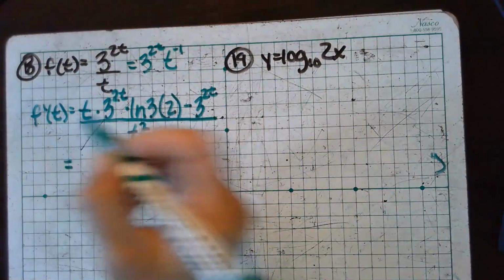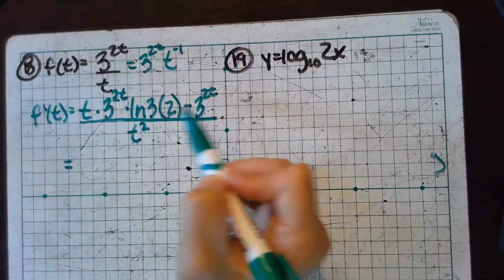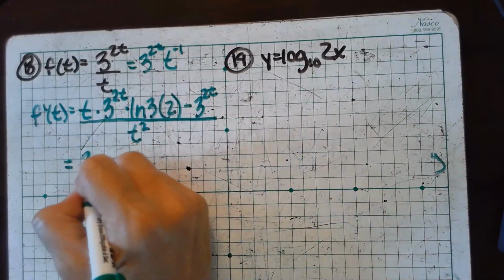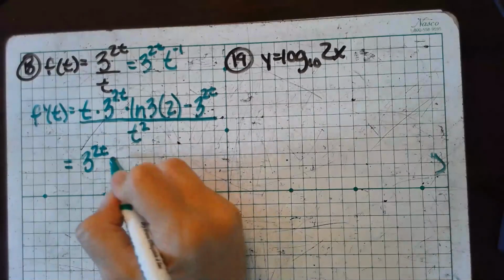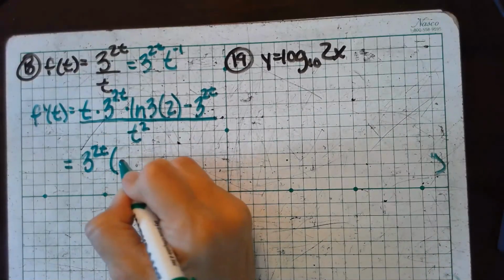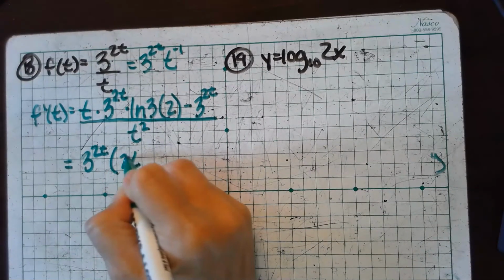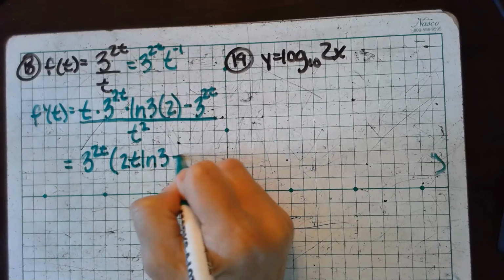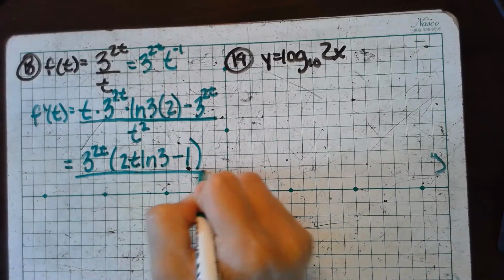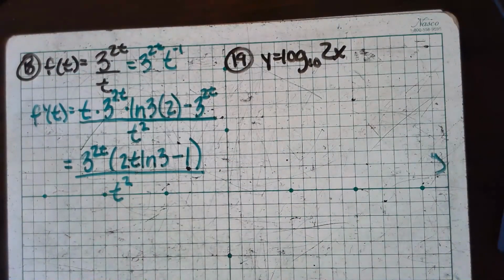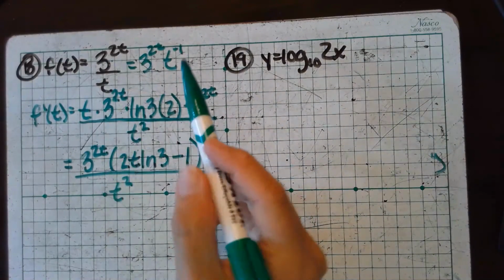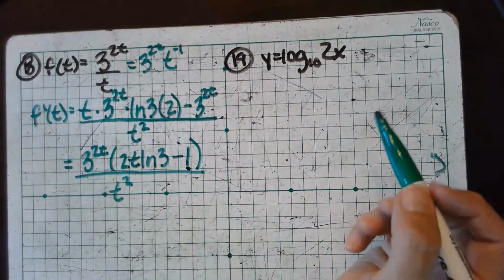Now, one thing I recognize is, do you see how there's 3 to the 2t? You can actually factor that out, and you're going to be left with 2t ln of 3 minus 1 all over t squared. Nothing cancels out, but that's just another way to write it. Okay, otherwise you can leave your answer like this. You might want to put the 2 out in front though.